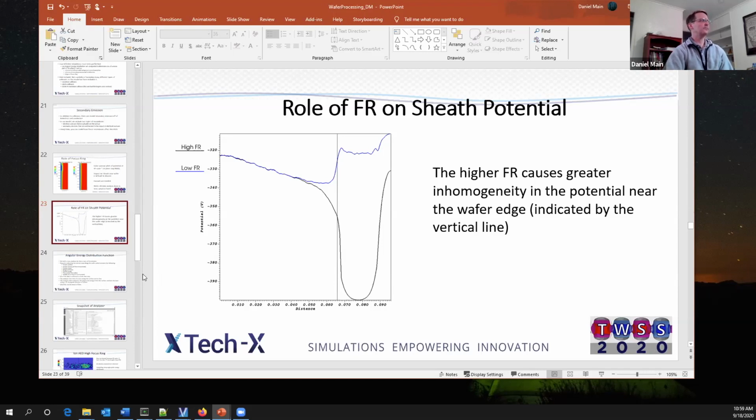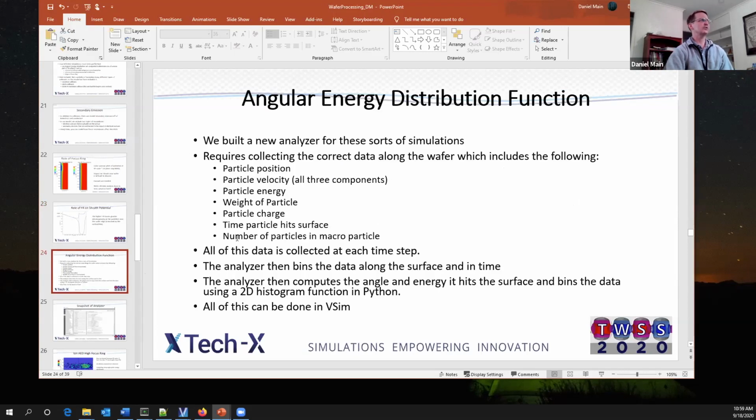Now, we can also compare the angular energy distribution. Let me briefly describe what's required to use that analyzer, because you can't use the analyzer unless you get the data, unless you collect the correct data. So this is the data you need to collect.